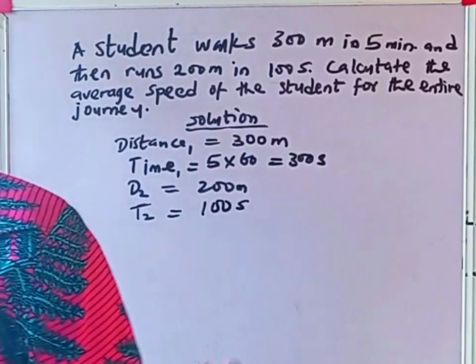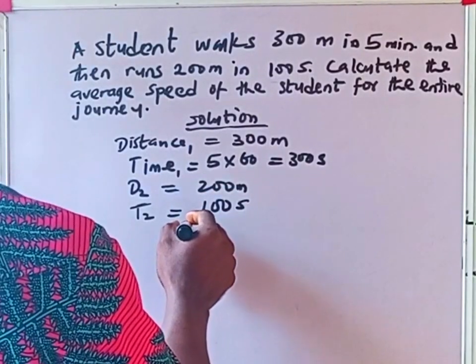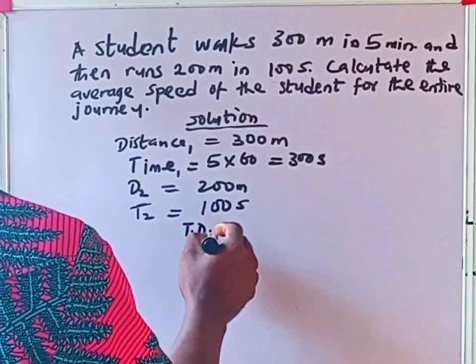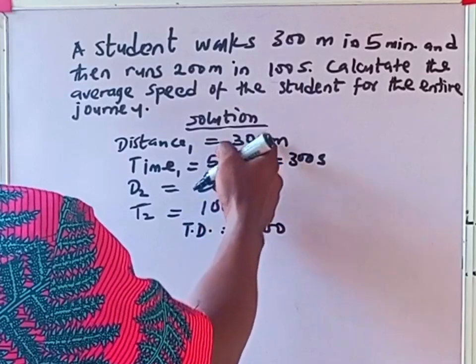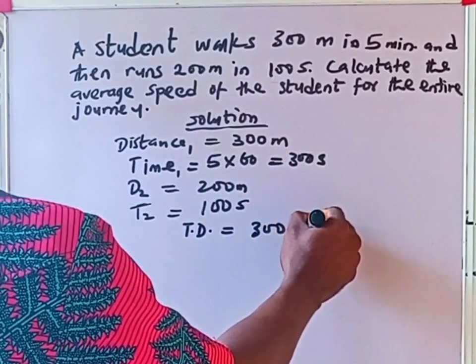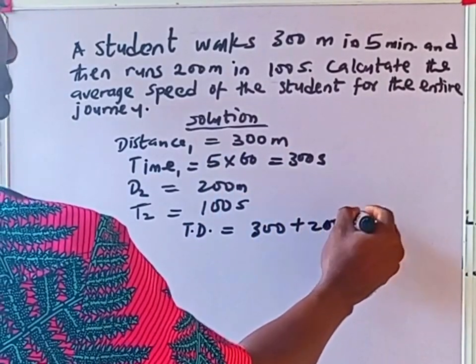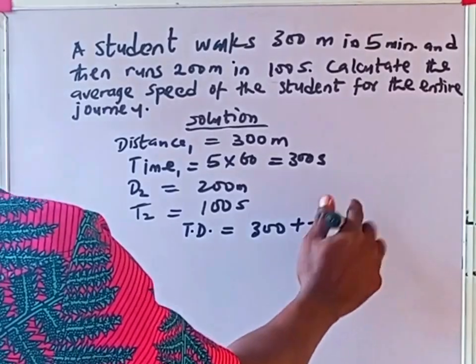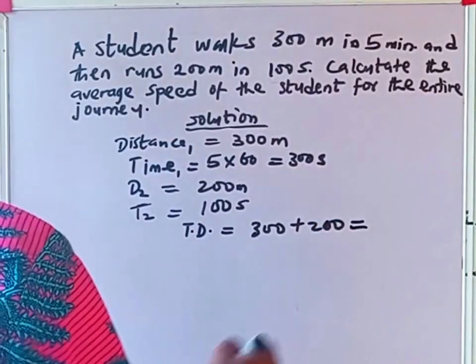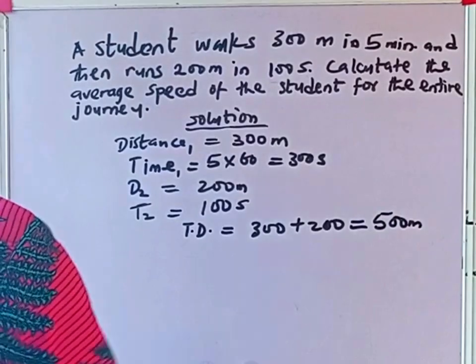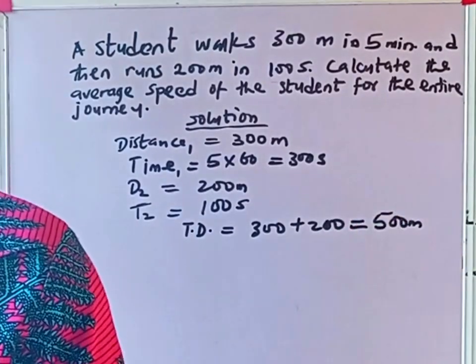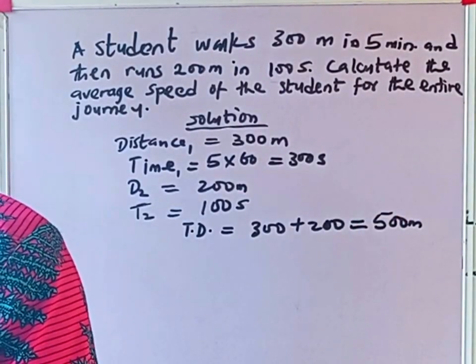All right. So our total distance is equals to what? 300. We are going to add both distance together. 300 plus 200, which is equals to what? This will give us what? 500 meter.